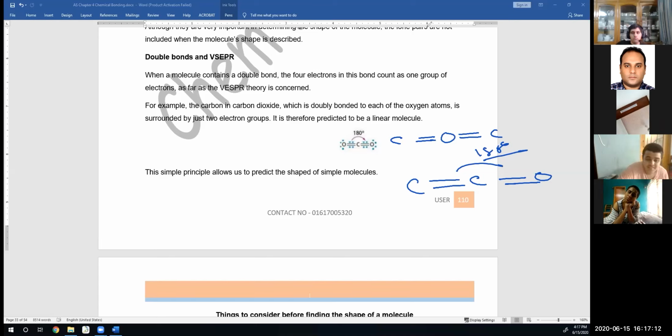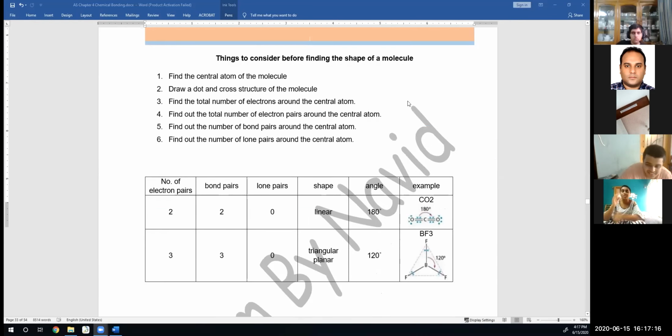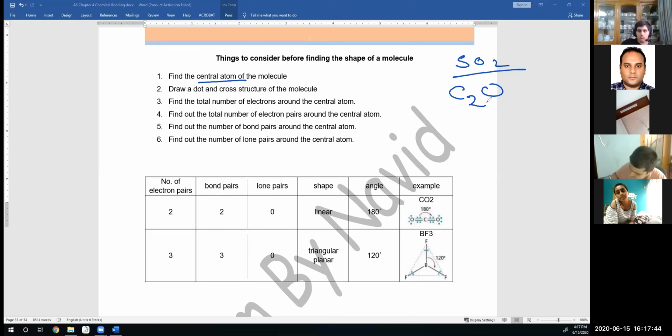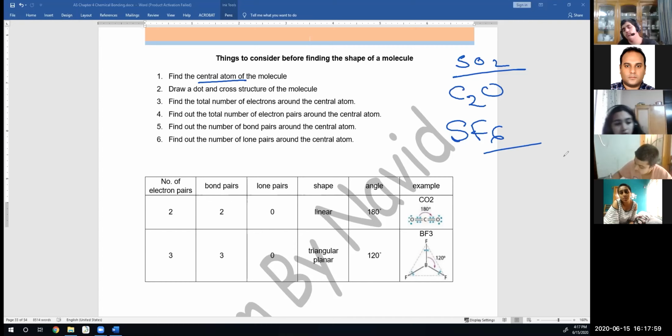Okay. So now, what do we consider before we start drawing or before we know the shape of a molecule? Things to consider before finding the shape of a molecule. Number one point is, first, you have to find out the central atom. I got sulfur dioxide. Central atom? Sulfur. Dicarbon oxide, here the central atom? Carbon. SF6. Central atom? Sulfur. So first of all, we need to find out who the central atom is.